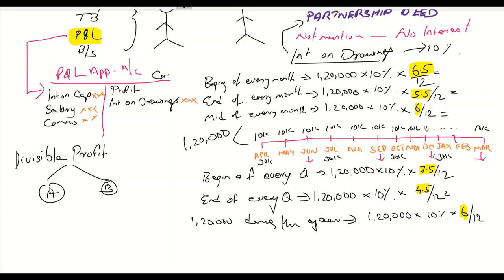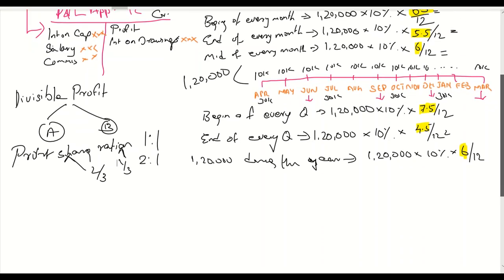And how will you divide it? In profit sharing ratio. So if the profit sharing ratio is 1:1, we will divide it equally. If it is 2:1, 2/3 of that profit will go to partner A and 1/3 of the profit will go to partner B. So we will be dividing this divisible profit in the profit sharing ratio.